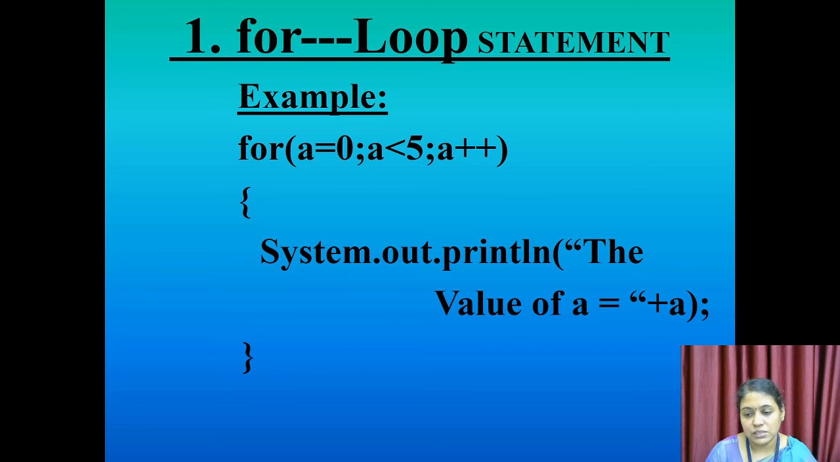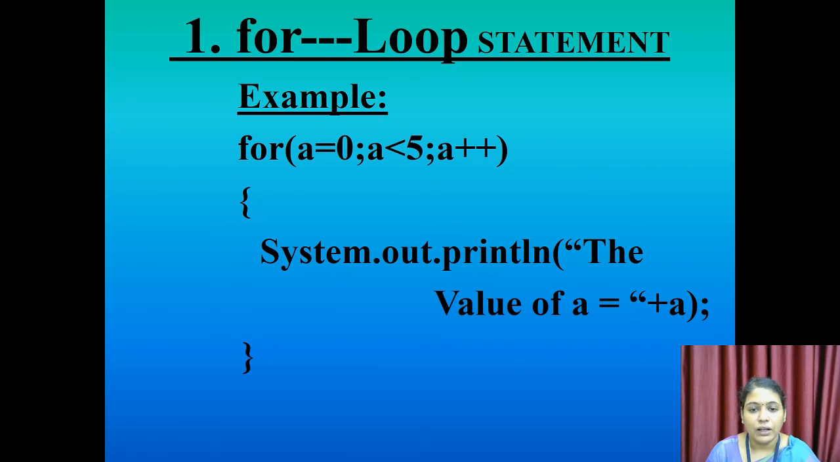Next, the output variable is a. I put this a after the plus symbol, so the plus symbol joins the string constant and the variable. Then close the parenthesis and add a semicolon. This statement must end with a semicolon. And finally we close the curly brace.